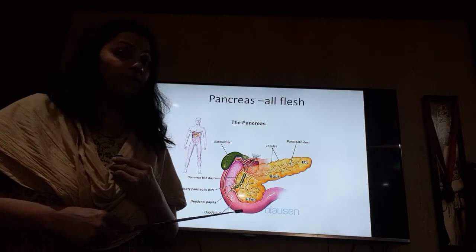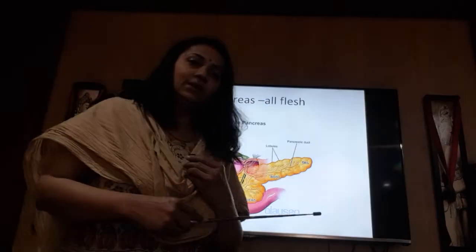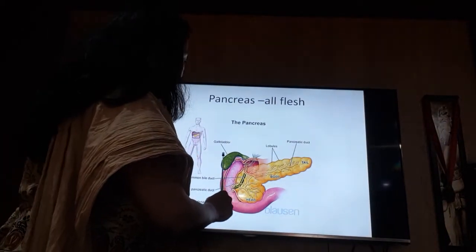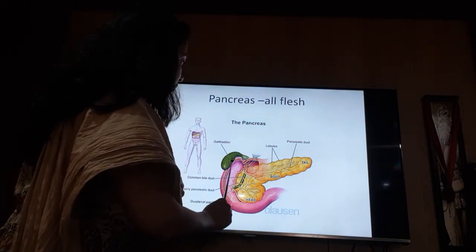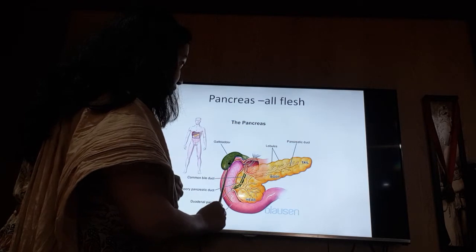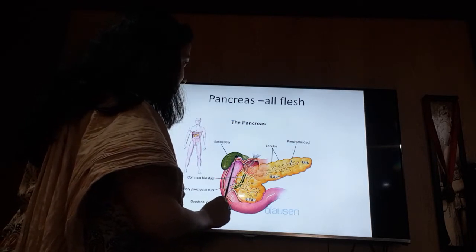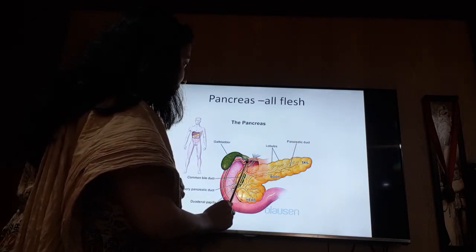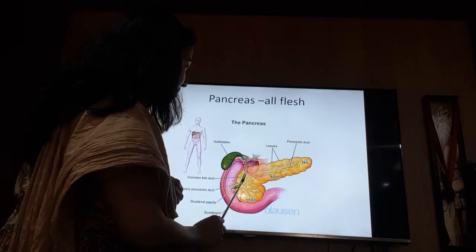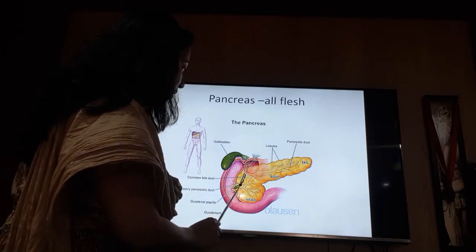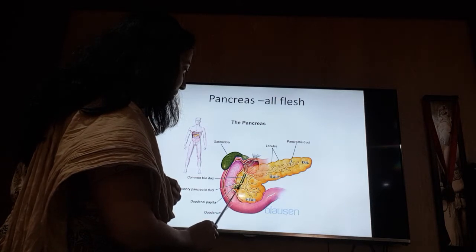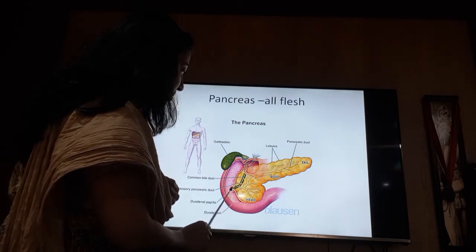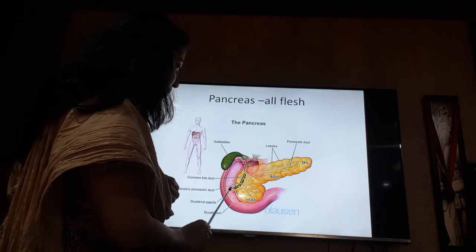And now you can see one more structure here. This is fusiform gallbladder. So this is the body of gallbladder, the fundus of gallbladder. Okay, then this is the neck, and then this is the bile duct, common bile duct. Common bile duct, which is now joining the pancreatic duct and opening here in the major duodenal papilla.